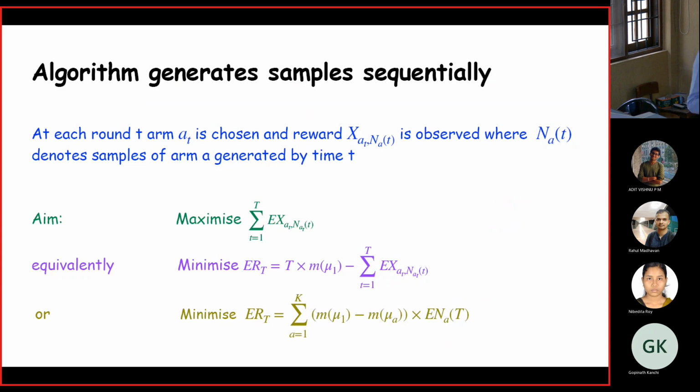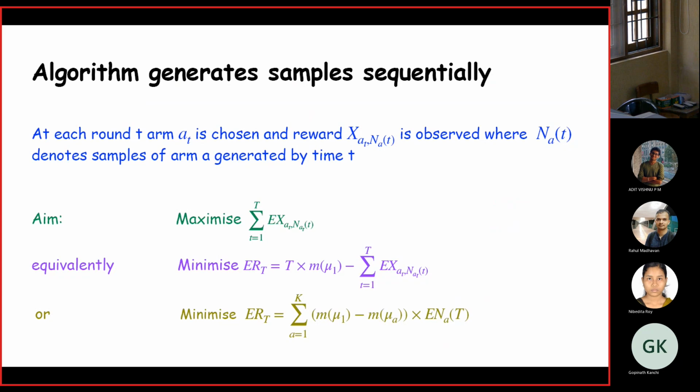So it's going to be T times mu1 minus what I actually get, which is this quantity right here. So maximizing expected reward is same as minimizing expected regret. And this I can re-express as, because every time I pull a suboptimal arm, I incur this regret, it's this times expected number of times I pull suboptimal arms.